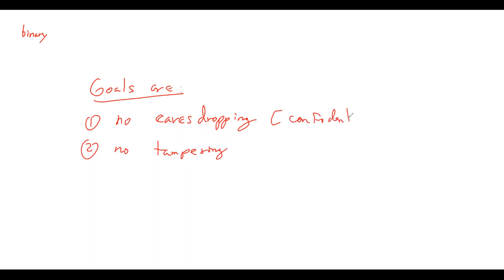That message that we're sending as binary, a sequence of zeros and ones, we want to ensure meets certain goals. The goals are no eavesdropping, and no tampering, at least, but there's more. So no eavesdropping, which pillar is that? Confidentiality, exactly, very good. And what about no tampering? Integrity, right? Those are the goals that we are trying to achieve.